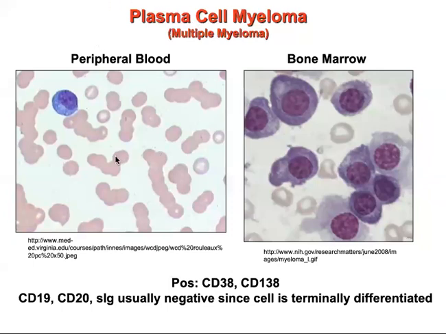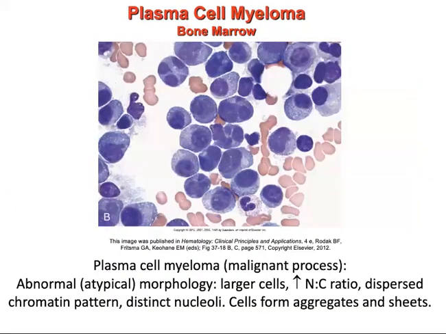You could see a few plasma cells in the peripheral blood, not that many. You would see a lot more in the bone marrow. Patients that have plasma cell myeloma are positive for CD38 and CD138, and negative for CD19, CD20, and surface immunoglobulin, because plasma cells are terminally differentiated. So they don't really have the B cell markers, but they have their own markers, because they've already been differentiated into plasma cells.